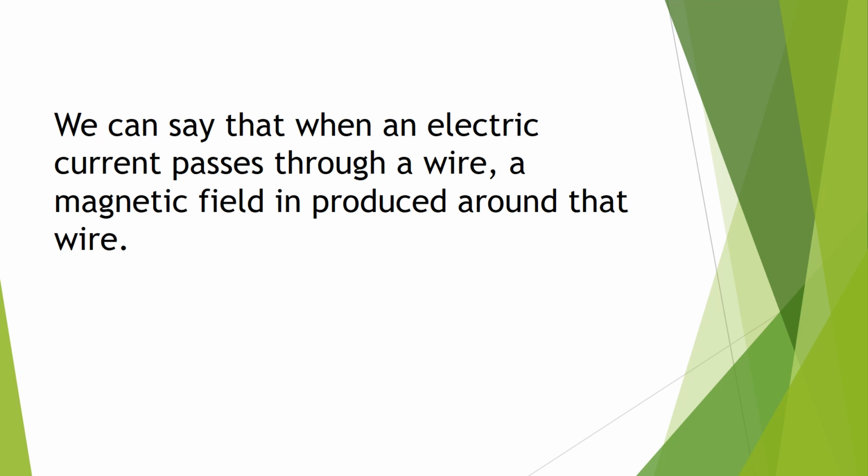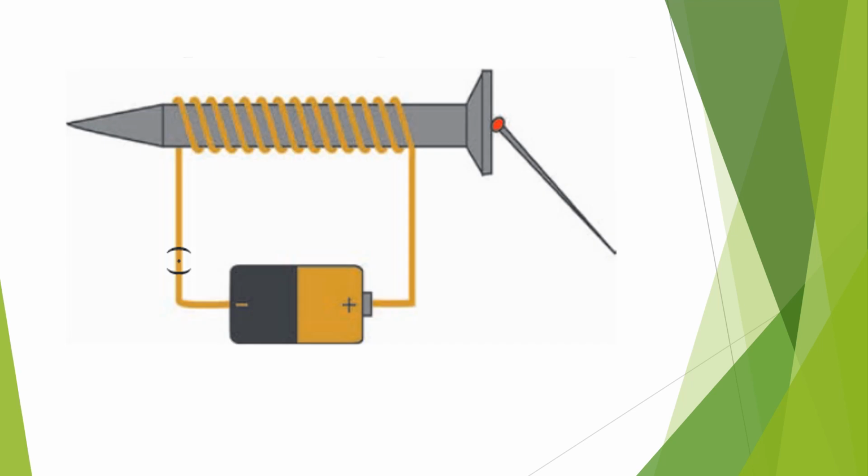So this was the first experiment. Now we will do another experiment. This we have already done in the previous standard. What have we taken? We have taken an iron nail and a wire is wound around it, and it's connected to a circuit. Now what happens is when you switch on the circuit, or when electricity starts passing through the wire, the iron nail becomes magnetic.